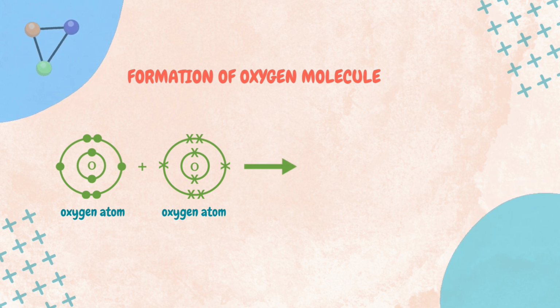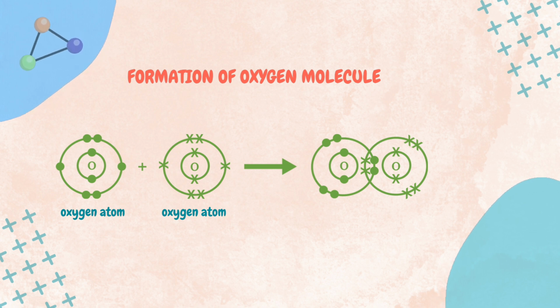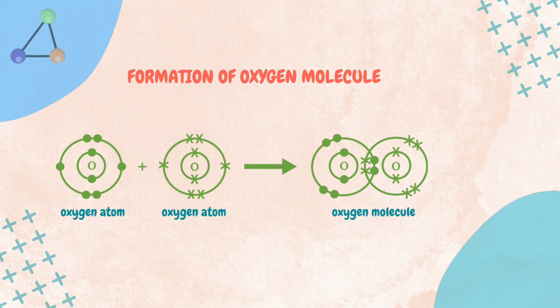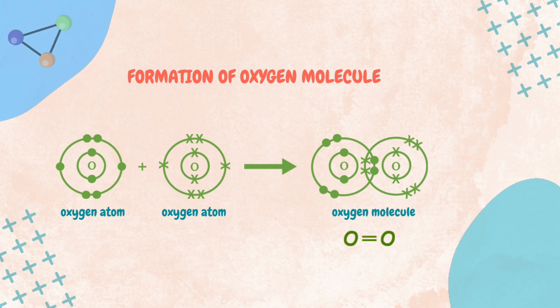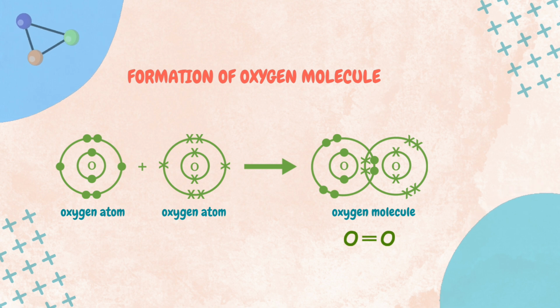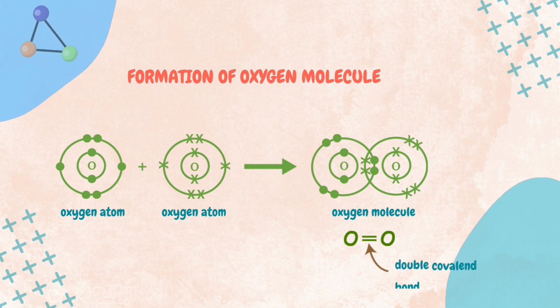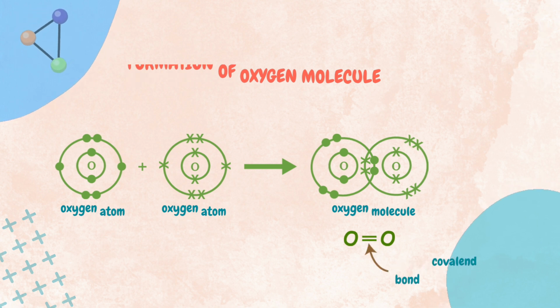During the chemical bonding, 2 oxygen atoms share their electrons, each atom sharing 2 electrons with the other oxygen atom. As a result, both oxygen atoms acquire 8 electrons in the outer shell, forming the oxygen molecule. The oxygen molecule can be written as O=O with 2 lines between oxygen atoms. The double lines show the double covalent bond found in oxygen molecules.